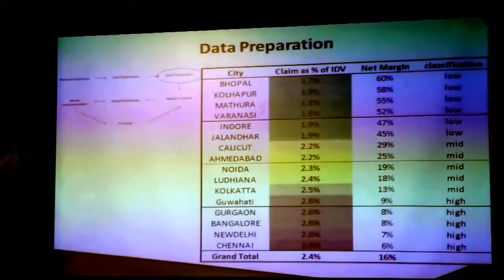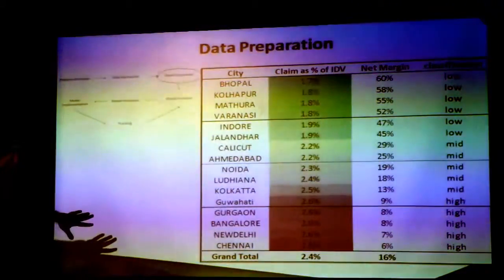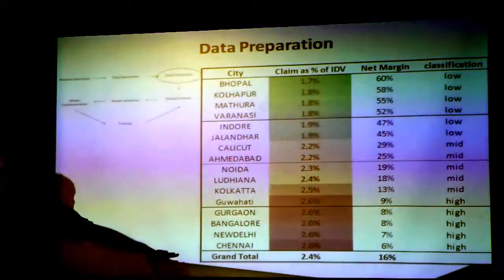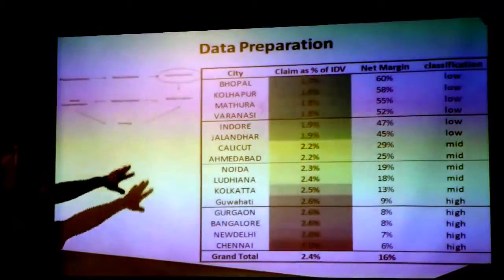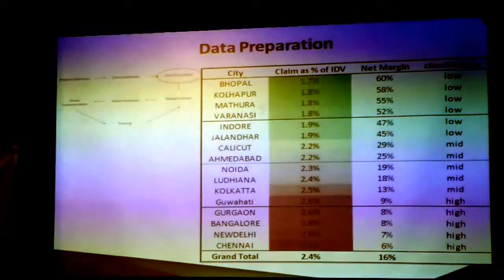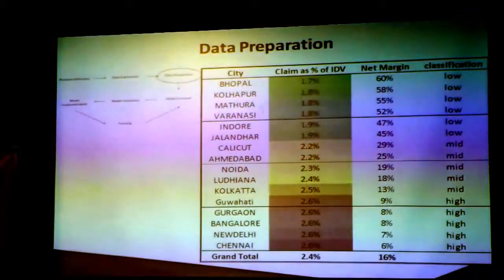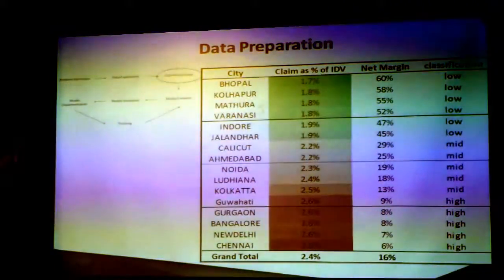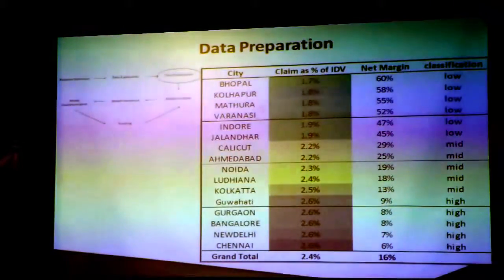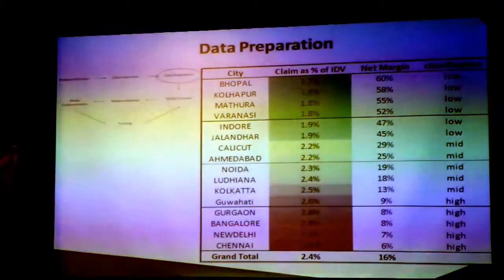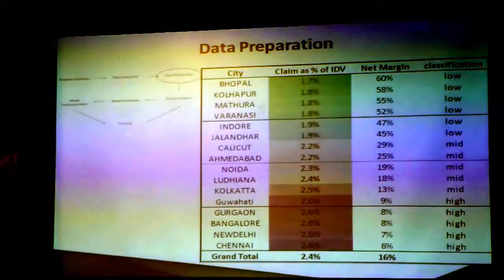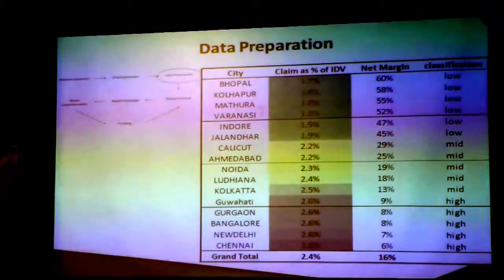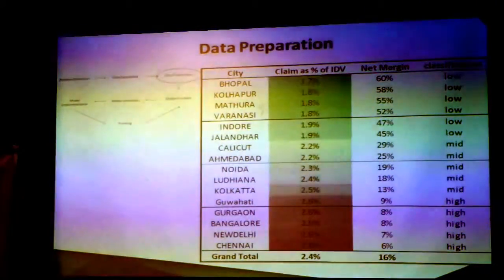There are some cities which are highly profitable. There are some cities which are actually loss-making. And if you just look at the names, you can see that some of the smaller cities are very profitable. The larger cities tend to be unprofitable. Intuitively it makes sense because the larger the city, the more the traffic, the more likelihood you have of getting into an accident.